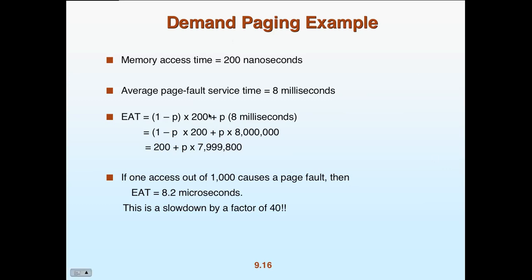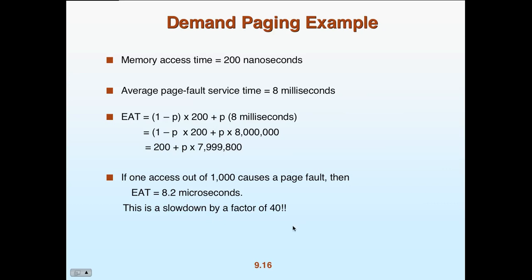So the EAT is going to be equal to (1 minus P) times 200 plus P times the service time. Anyway, I'm not going to go through the entire calculation. You can go through it on your own. We can use the same formula for the EAT that we've seen on the previous slide, plug the numbers in, and figure out how effective it is going to be. So if one access out of 1,000 causes a page fault, in this particular example, then the EAT is 8.2 microseconds. This is a slowdown by a factor of 40.